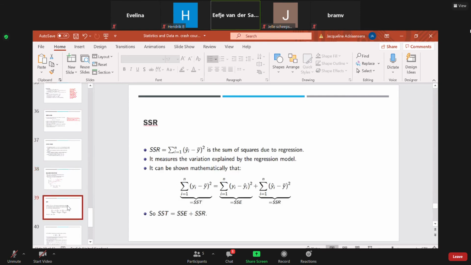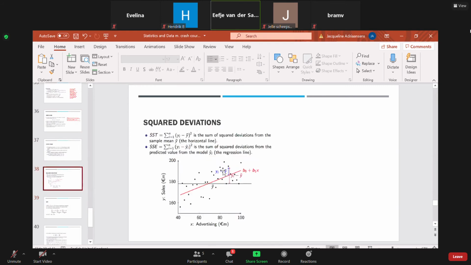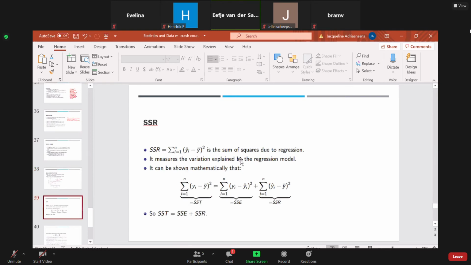And what is your SSR? It measures the variation that's explained by the regression model. So this was your entire variation. This is the model variation that's left if you model it, because we can't explain this variation. But this part is now gone, and that's the SSR. And it stands for sum of squares due to regression. So yeah, that's of course logical, because in SSR, R stands for regression. And that's what we sort of cancel out due to having this regression.